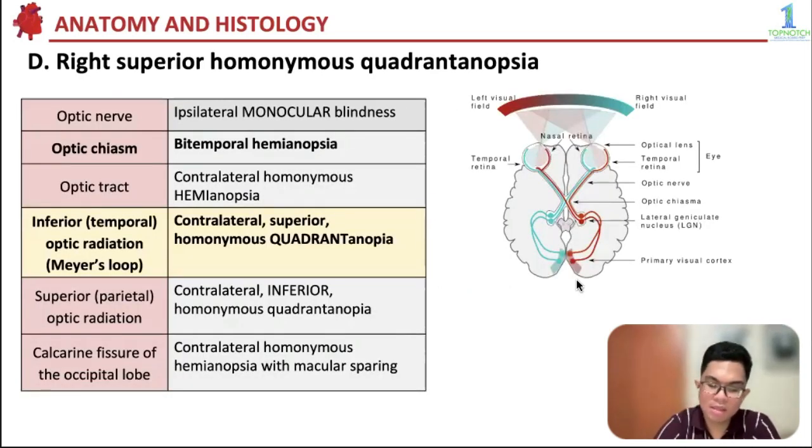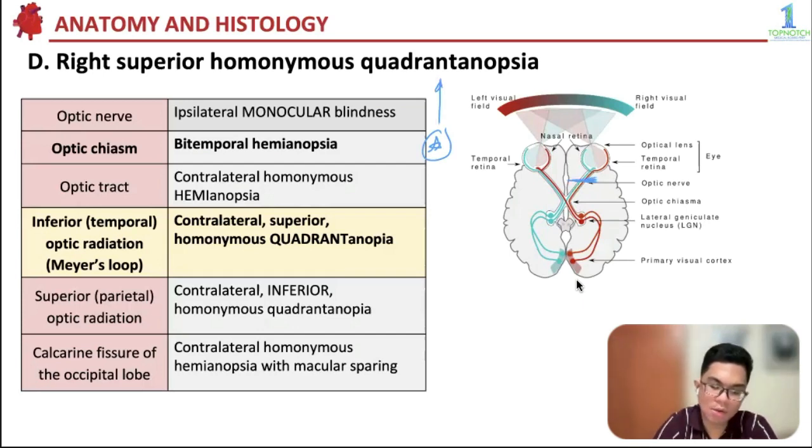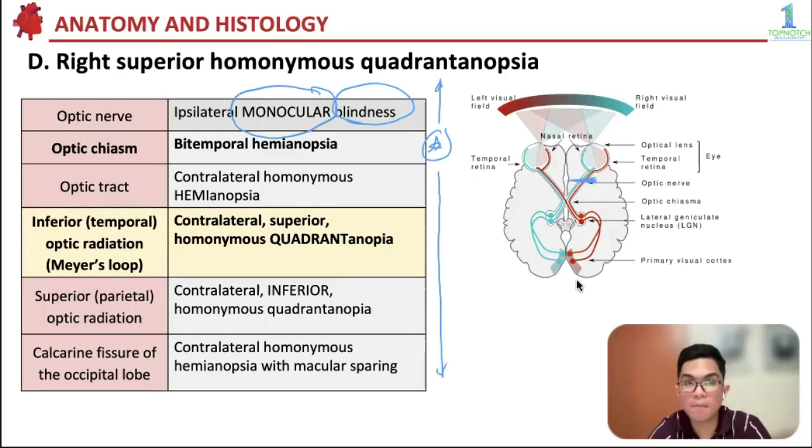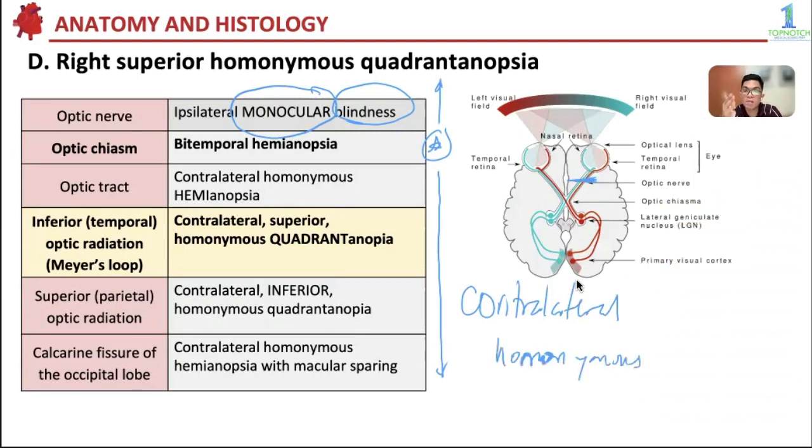So, start muna tayo. So the optic chiasm is a landmark, no, when discussing visual field defects. So anything before the optic chiasm, so for example, optic nerve, dito yung lesion that will result in monocular blindness. So only one eye is affected, okay? Anything below or beyond the optic chiasm will result in something that's contralateral, okay? Contralateral and homonymous. So opposite and the same retinal fields yung affected. So for example, if the left optic radiation is affected, the right visual fields are affected, okay?